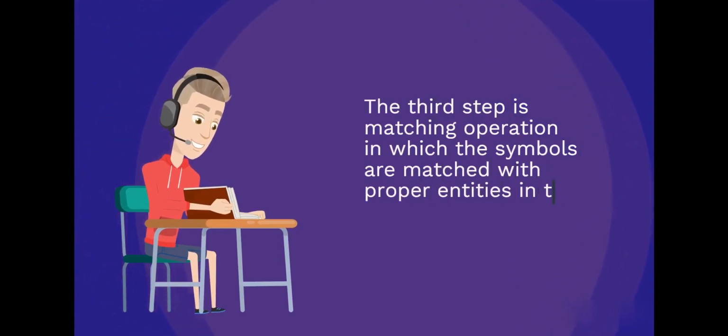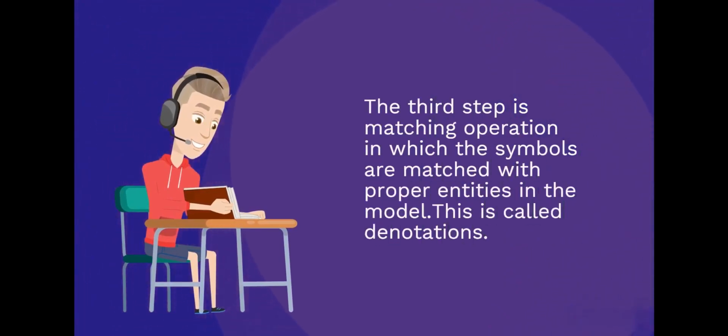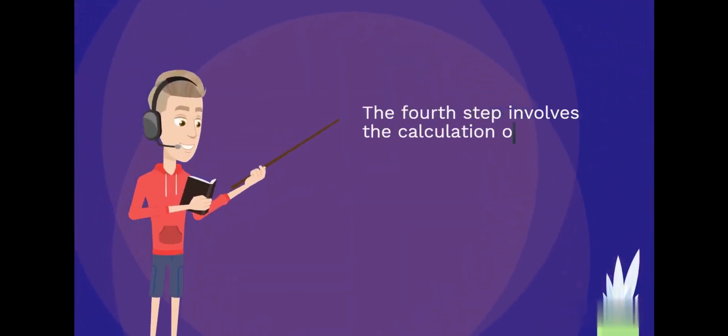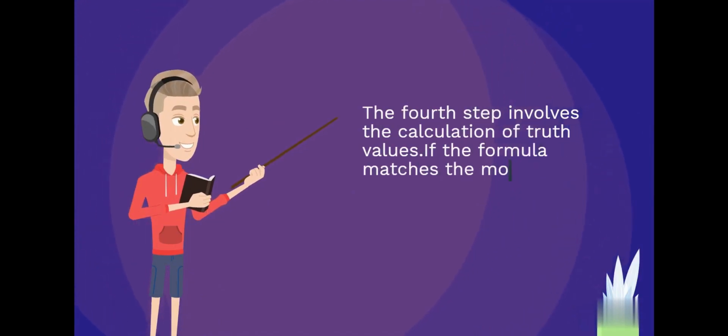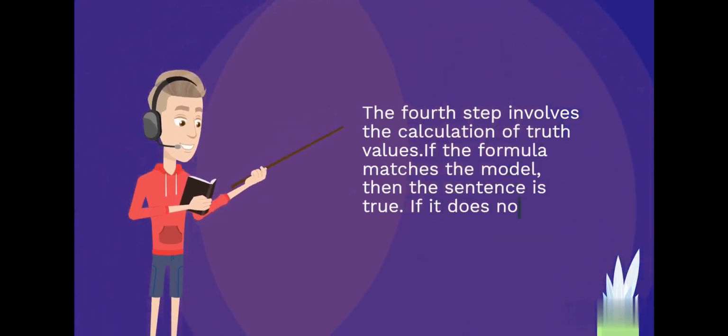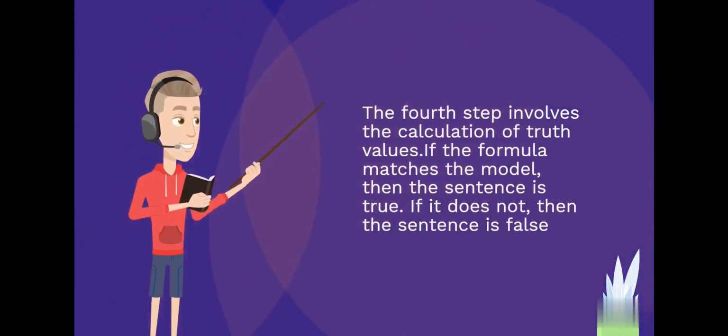The third step is the matching operation in which the symbols are matched with proper entities in the model. This is called denotations. The fourth step involves the calculation of truth values. If the formula matches the model, then the sentence is true. If it does not, then the sentence is considered to be false.